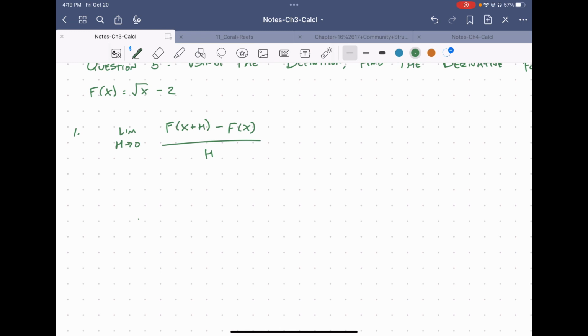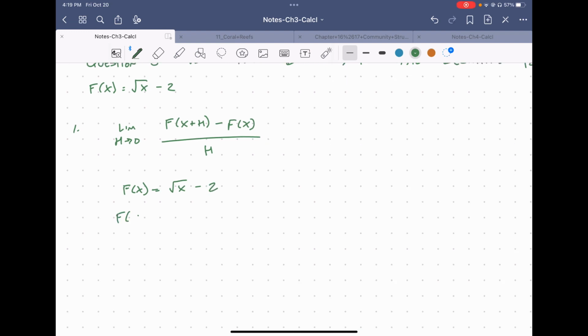Now, all we need to do for this part pretty much solved all of the calculus part of it. We just have to plug everything in and do the algebra. So at this point, we know our f of x because it is given to us. It's root x minus 2. That is not a 2. And the next part is the f of x plus h.